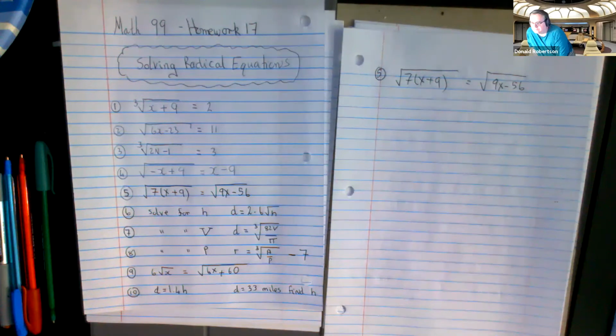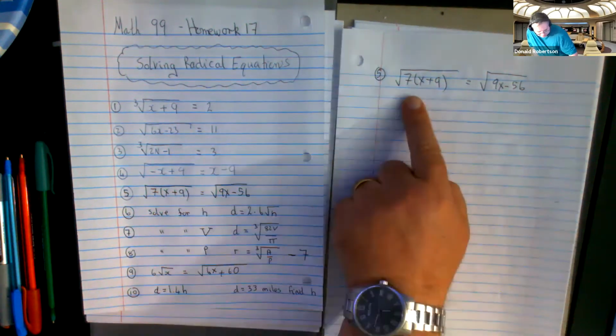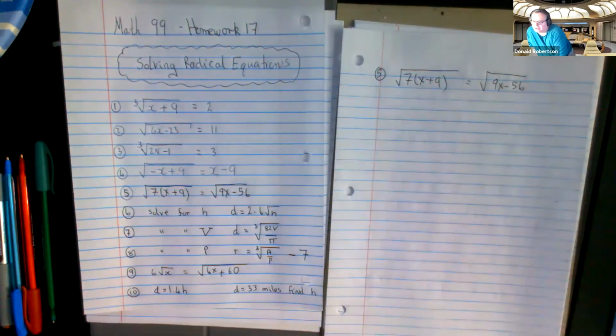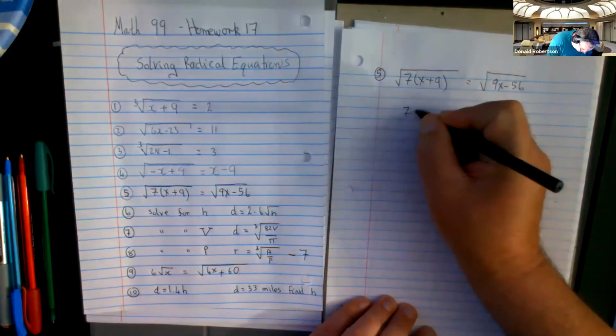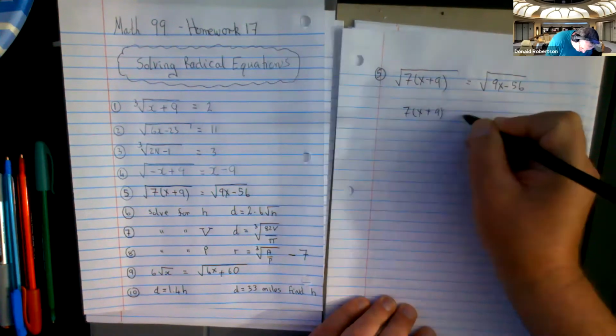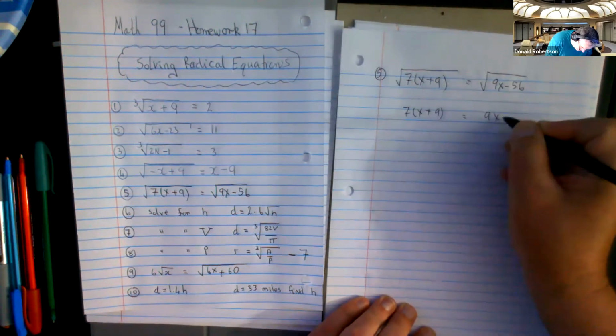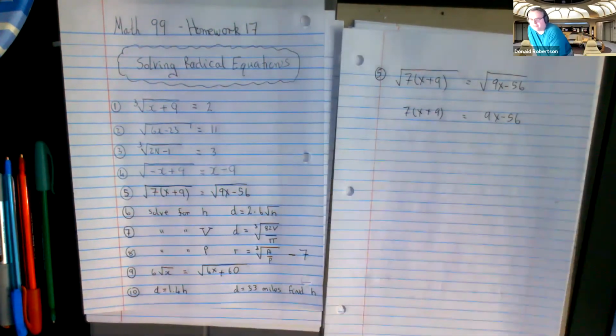Square root of this equals square root of that. What should I do to both sides? Square them. And if you square them, you essentially remove the square root. Now, would you agree that is much easier to solve than it was a second ago?